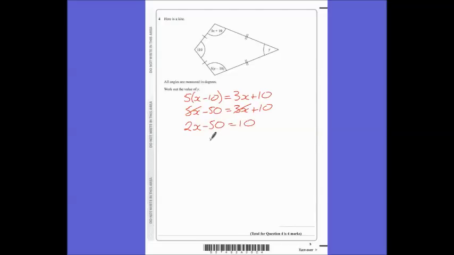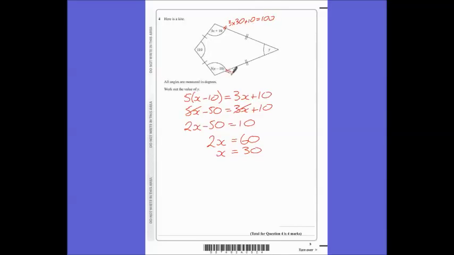Then we're going to add the 50 to both sides to get rid of this minus 50, which will give us 2x is equal to 60. So x must be 30. Once we've got x equals 30, we can now work out the value of this. So 3 times 30 add 10. 3 times 30 is 90, add 10 is 100.